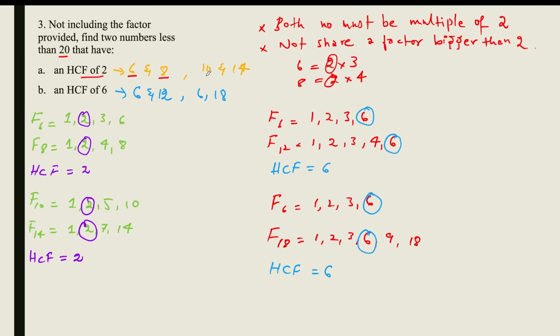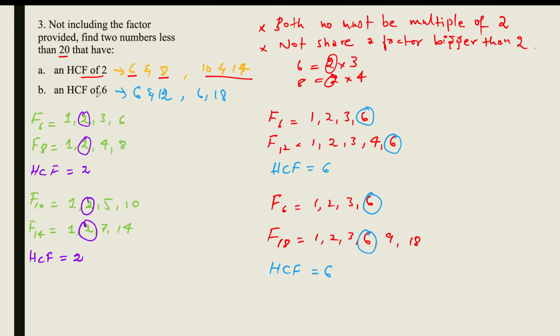I have another pair as well, that is 10 and 14. The factors of 10 are 1, 2, 5 and 10, and for 14 they are 1, 2, 7 and 14. So in both of them, as you can see, 2 is the highest common factor.